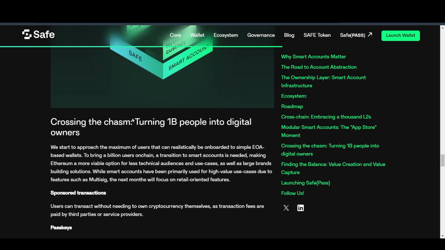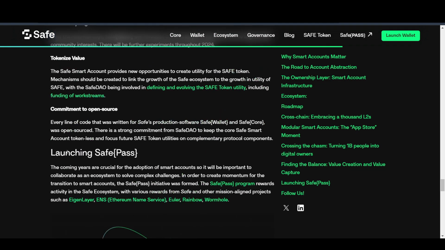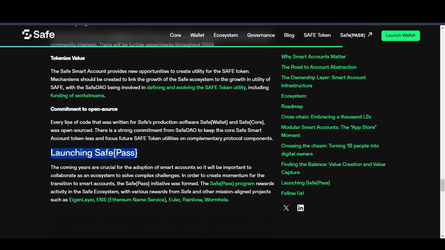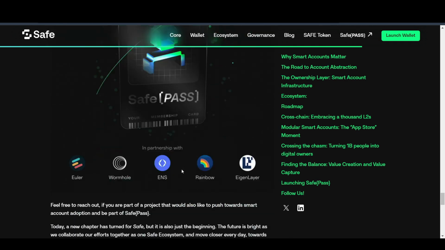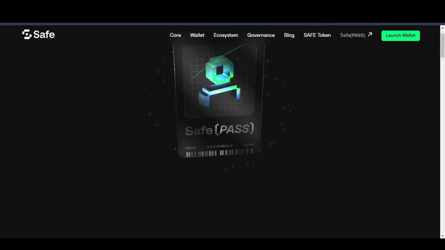So we also have crossing the chasm, turning 1 billion into digital owners. So beside that, the interesting thing you have to look at is this one, launching the Safe Pass. So they actually have something called the Safe Pass, which is this one. So basically the Safe Pass program rewards activity in the Safe ecosystem with various rewards from Safe and other mission aligned projects such as EigenLayer, ENS, Euler, Rainbow, Wormhole. So this is a pretty good pass, and I think this is like an NFT or something like that, but it's pretty good.